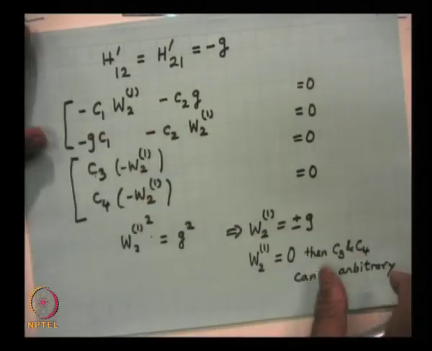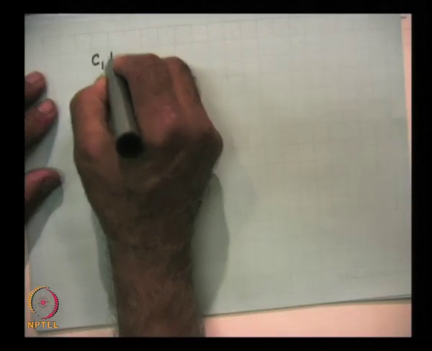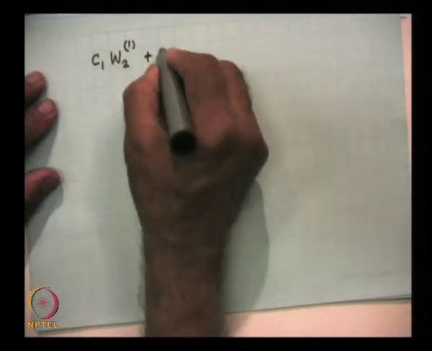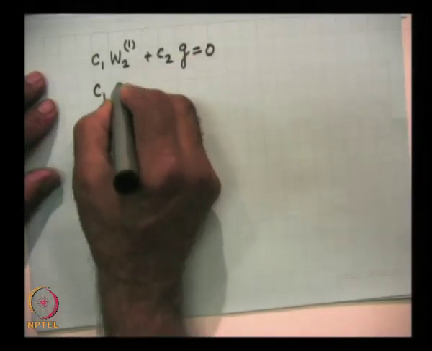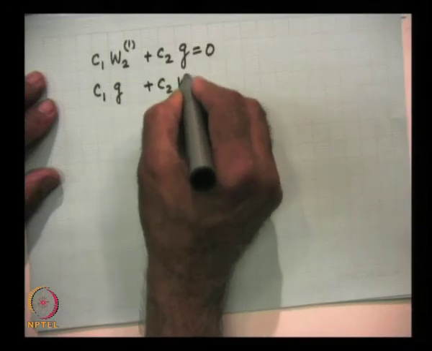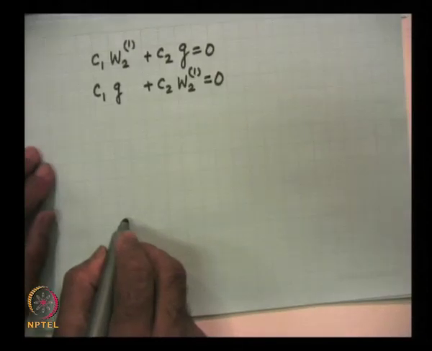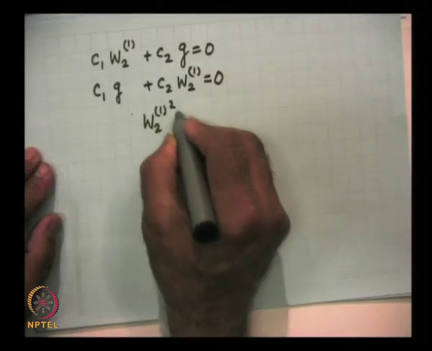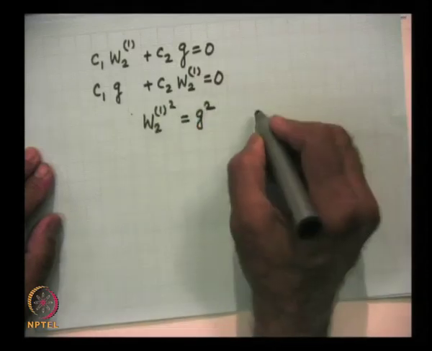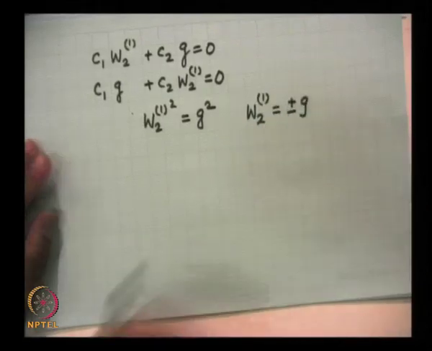Now, first let me write down the first two equations. If I take the minus sign out, we get C1 W21 plus C2 G is equal to 0, and C1 G plus C2 W21 is equal to 0. So the determinant must be 0. Therefore, W21 whole square will be equal to G square, and then W21 is equal to plus minus G.